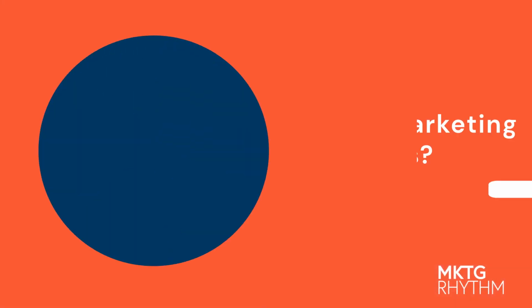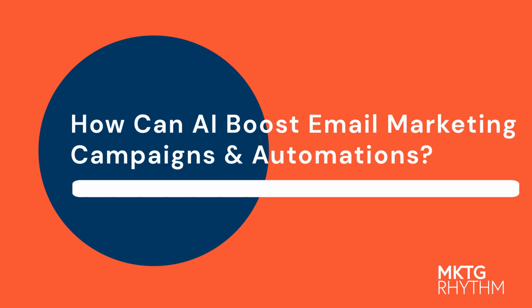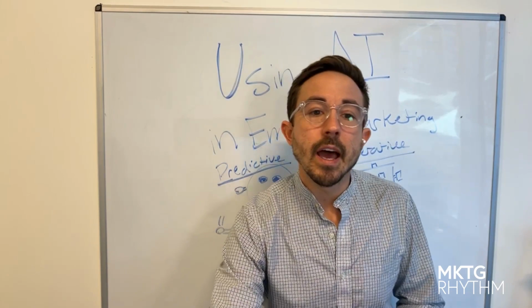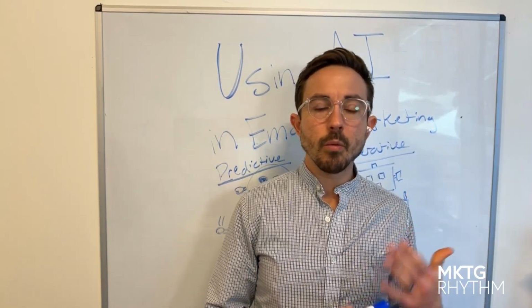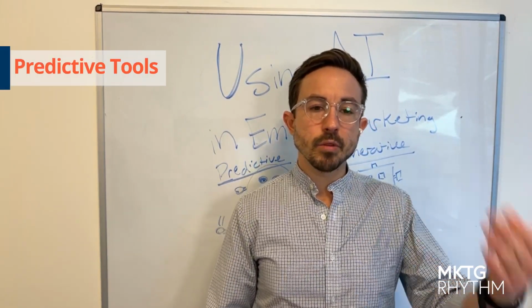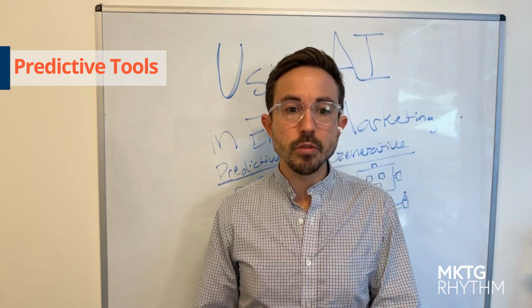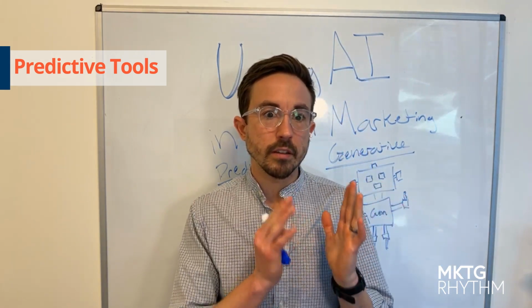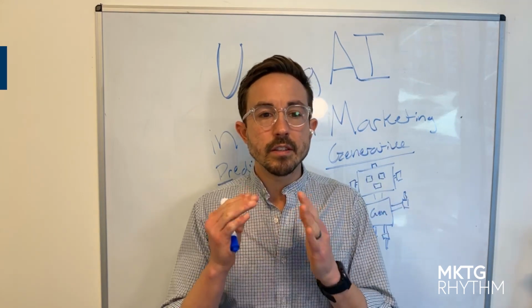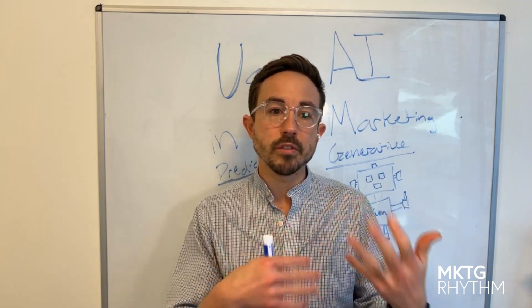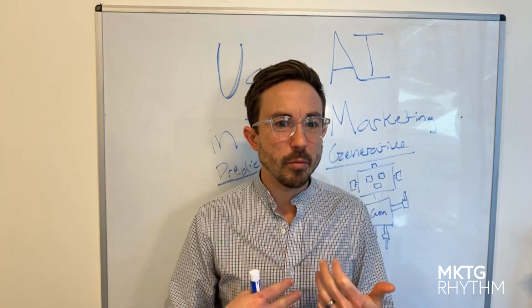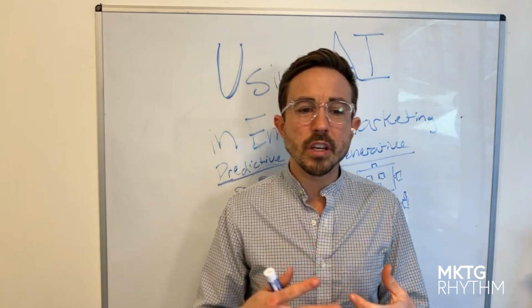So looking at these at a high level, how can we use AI to improve our email marketing campaigns and automations? Out of the gate, thinking about how we can use our predictive tools. A lot of these predictive tools are actually going to be built into a lot of email service providers that you may be using. So make sure you're looking at the email service tool you're using to see if these tools are available or if some of these assets are already native to the platform, so you can start taking advantage of them early.